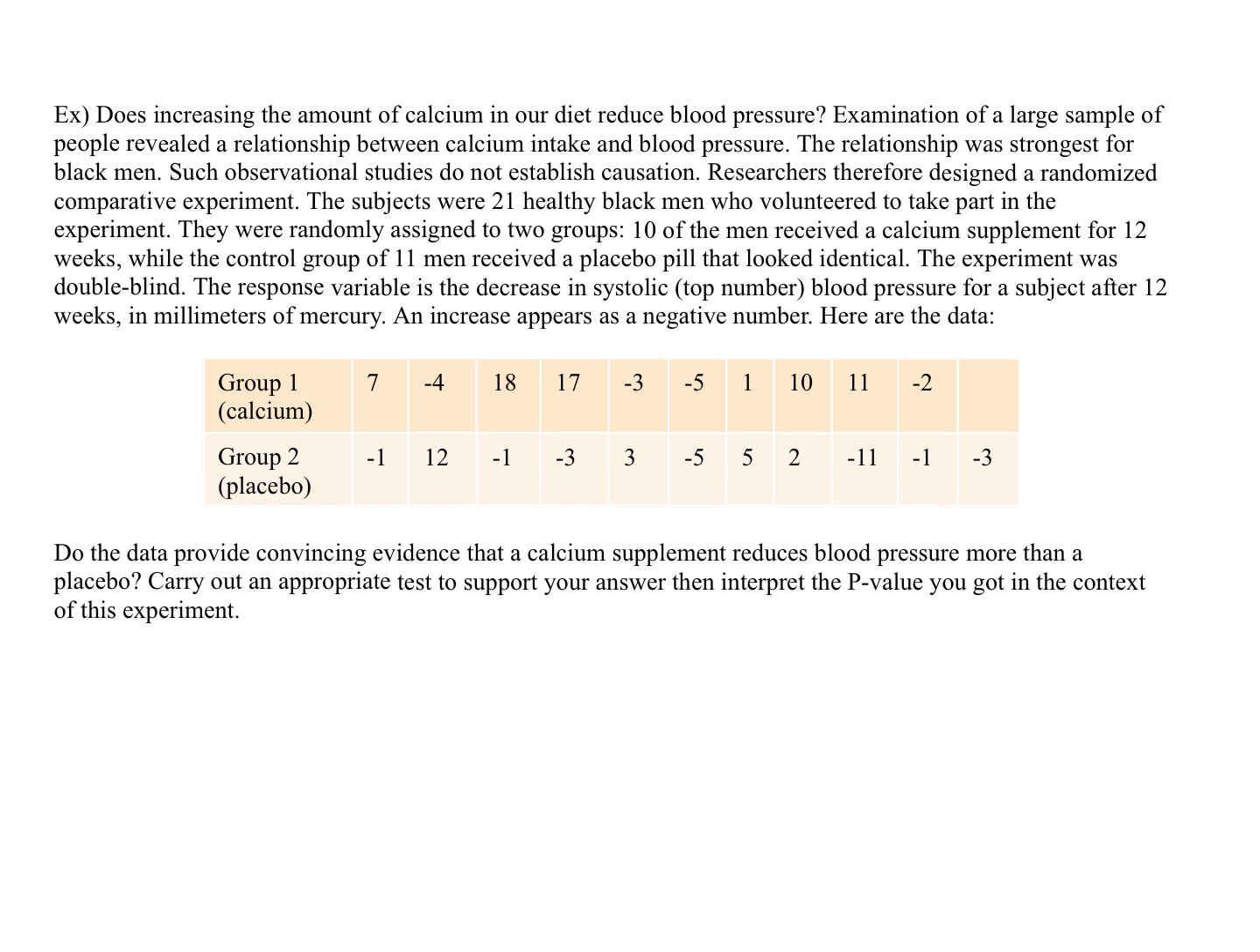So we have group 1 and group 2, and we want to know, does the data provide convincing evidence that a calcium supplement reduces blood pressure more than a placebo? So again, we're going to have to define our X1 and our X2. So I'm going to let X1 be group 1 and X2 be group 2.